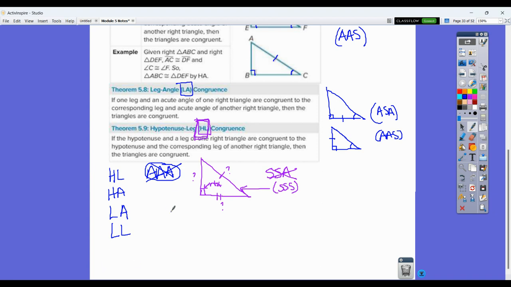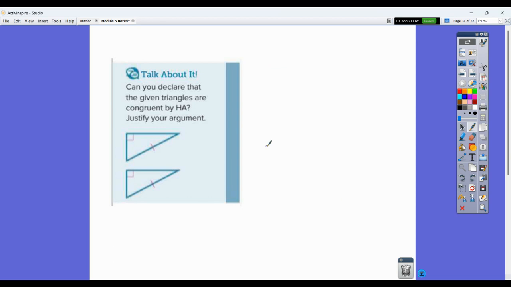Again, at this point, if we do all of the combinations of H's, L's, and A's and all of the combinations of S's and A's, we found out that there's only two that don't work, and that is side, side, angle, the bad word backwards, and angle, angle, angle, because that's a dilation. So those are the ones that do not work. Okay, let's see if we understand that.